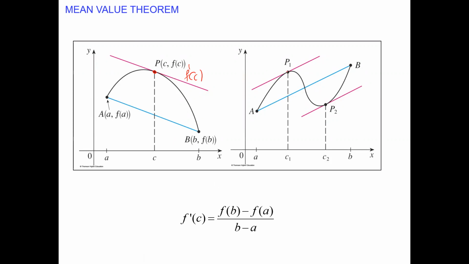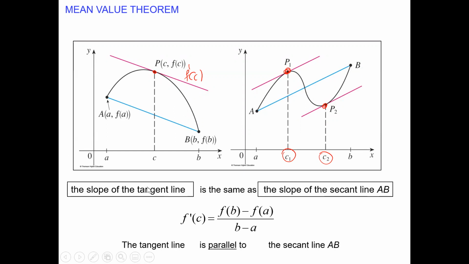Or we may even have a couple of values, this one and this one. Then the tangent line has the same slope, it's parallel to the secant line, and the secant always connects the endpoints. The slope of the tangent line is the same as the slope of the secant line AB. Again, this theorem is just telling us that this number c exists, or maybe c sub 1, c sub 2 exist. We may know how to compute it, but this theorem is not telling us.